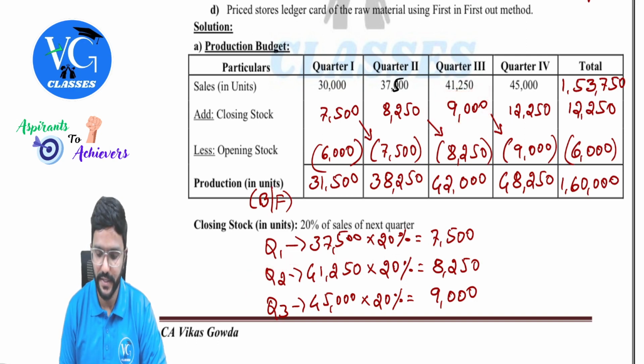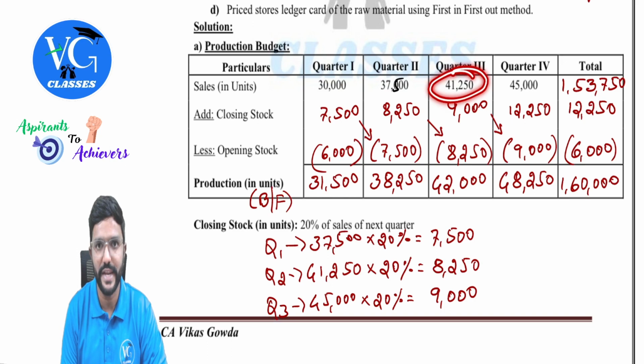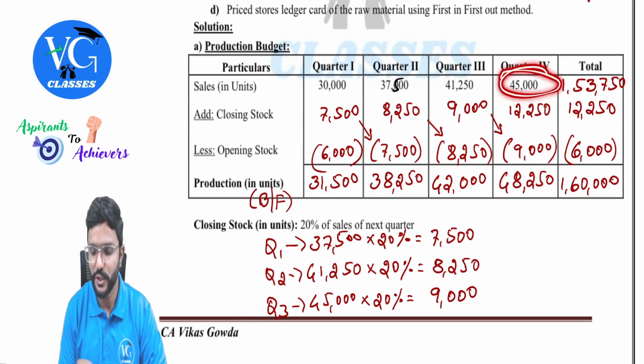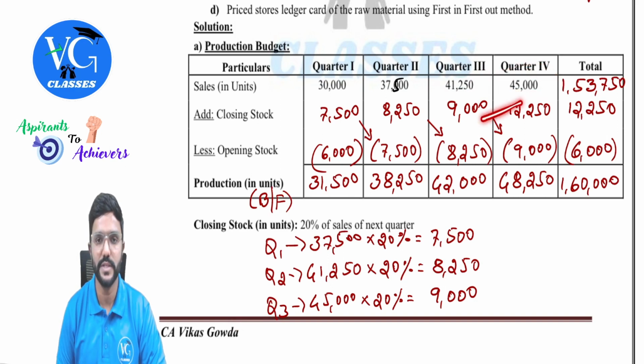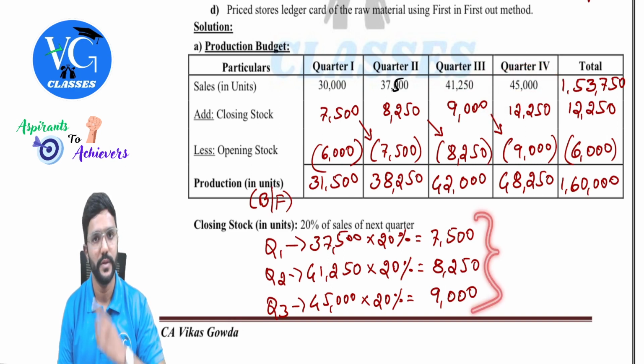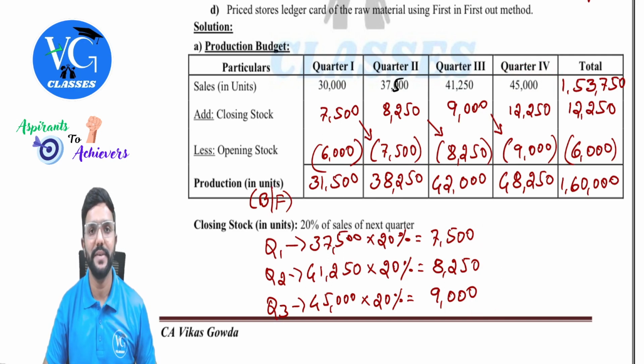9,000. How did we get it, sir? Sorry, Q2's closing stock is 8,250. How did we get it? 41,250. That is next quarter sales into 20%. Same way for Q3, next quarter sales into 20%. We will get 9,000. So you can see here, closing stock pattern is given as 20% of next quarter sales.